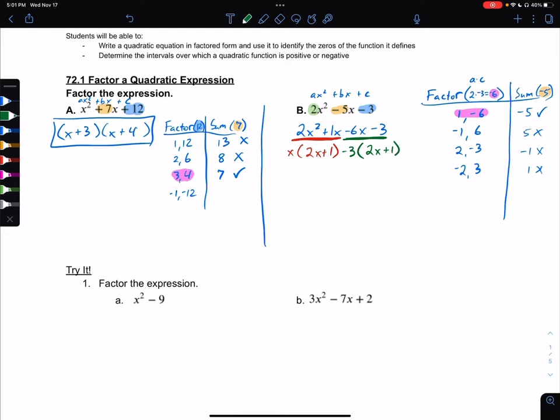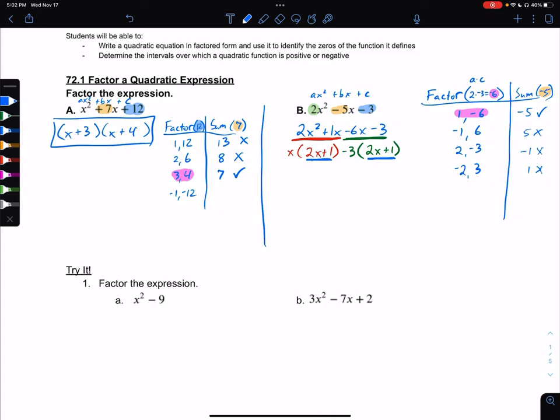When you get to this step here, these two expressions inside the parentheses should match. They should be identical. If they're not, something went wrong along the way. Either you didn't factor out the greatest common factor from the previous step, or you're not using the correct factors, okay, from the factor sum chart. But at this step here, those two expressions should be identical.